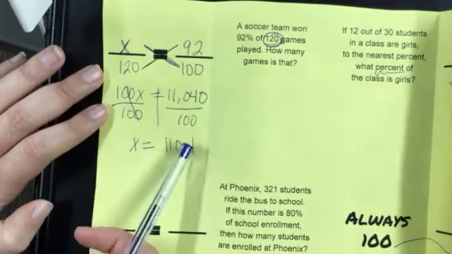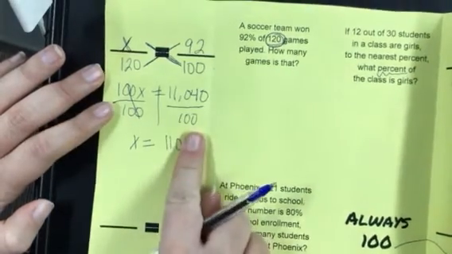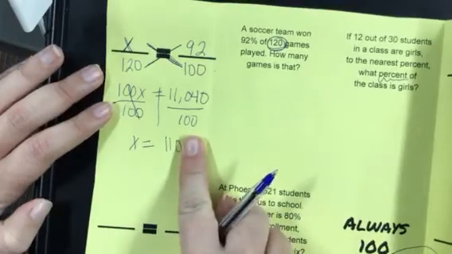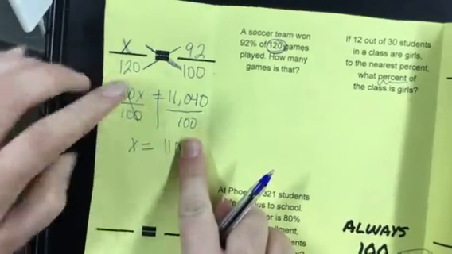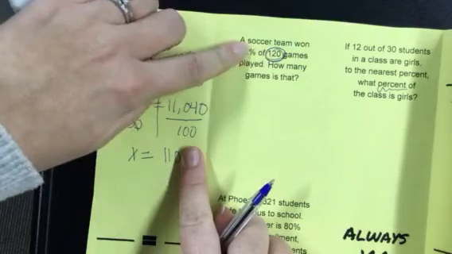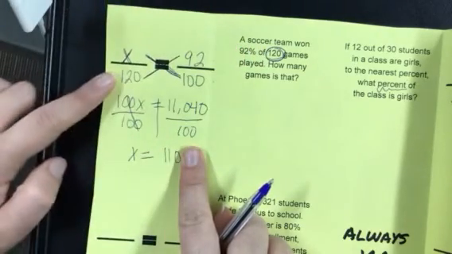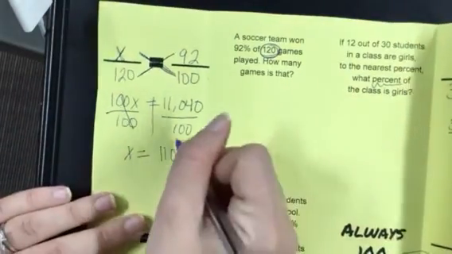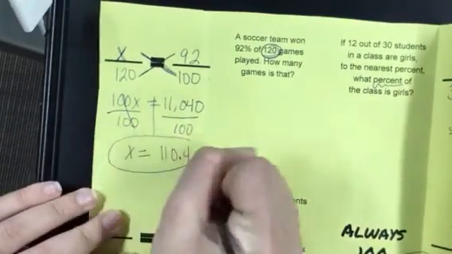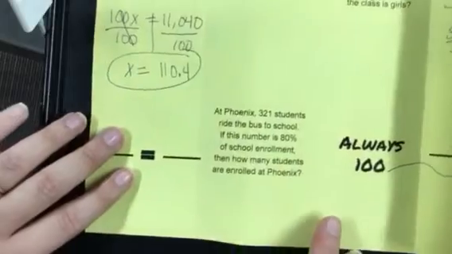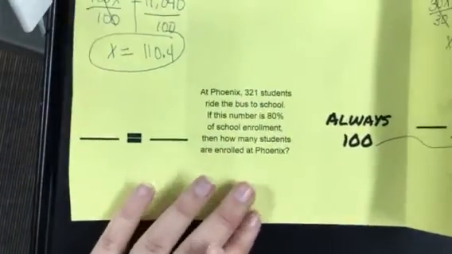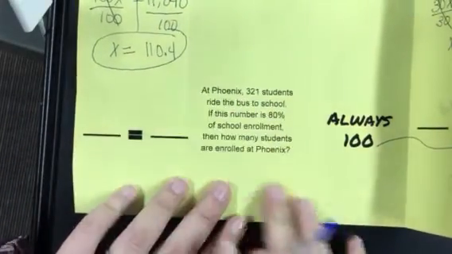So if you were to round it, overall, does that number, let's just say it's 110, does that make sense? Yeah. They played a total of 120 games. They won 92%. That's a lot. So they won 110 out of 120. Okay? All right. So we'll say they won 110.4 games. We'll just leave it like that. All right.